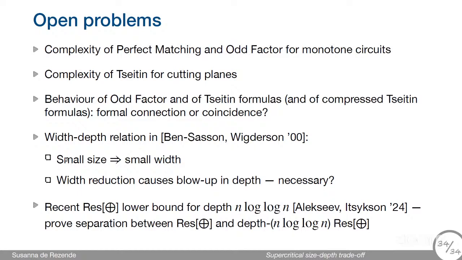So if supercritical trade-offs did not exist, this would have solved the problem, but they might exist. So can we actually separate Res(parity) from depth n log n Res(parity)? So I think that's also an interesting question. Okay. Thank you.